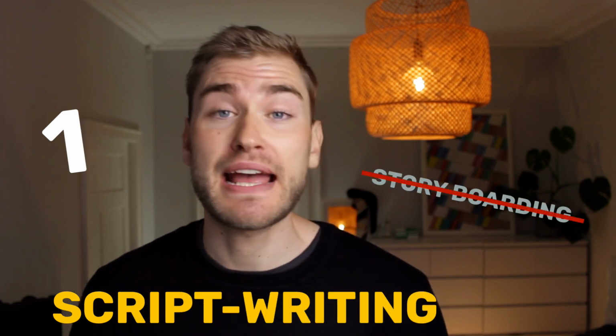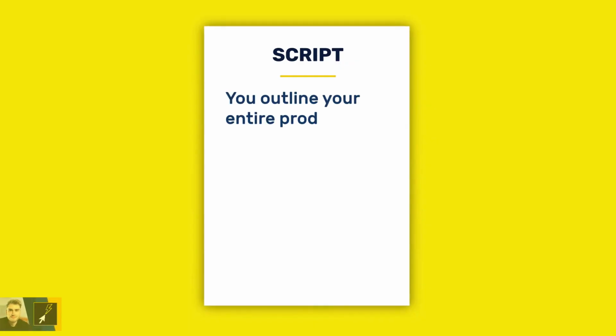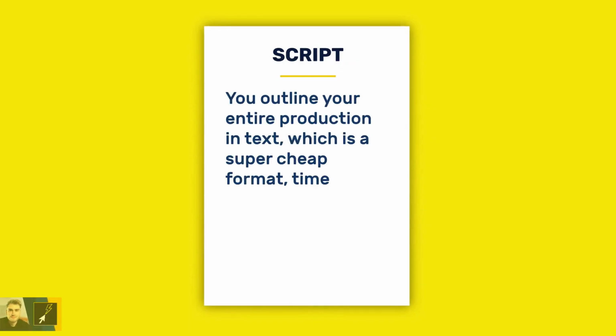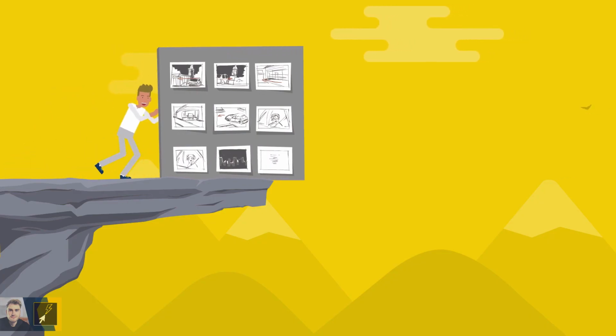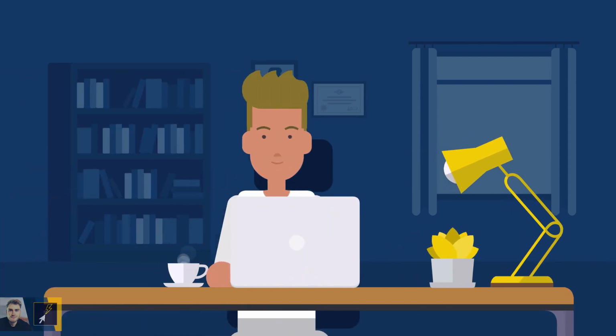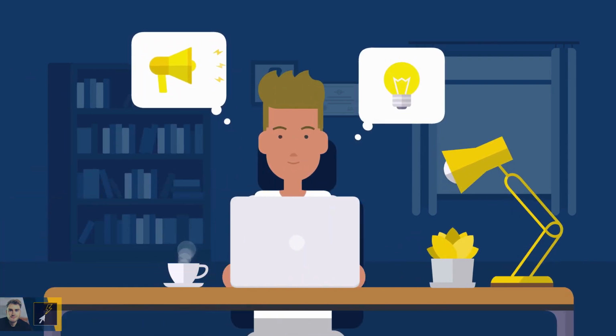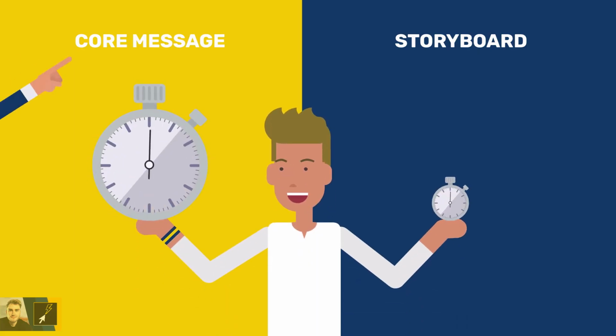So step 1 is script writing and not storyboarding, as many pick as their first step. I've skipped that step entirely, saved a lot of time by doing that, and the reason why I think the script is a better point of departure is this. You outline your entire production in text, which is a super cheap format time-wise. Each word tells you exactly what to visualize, and you get perfect timing with no dull moments in your video. You skip the storyboarding and jump straight into what you actually want to say. Your messaging, your idea. Much more important to invest your time in that than a storyboard.